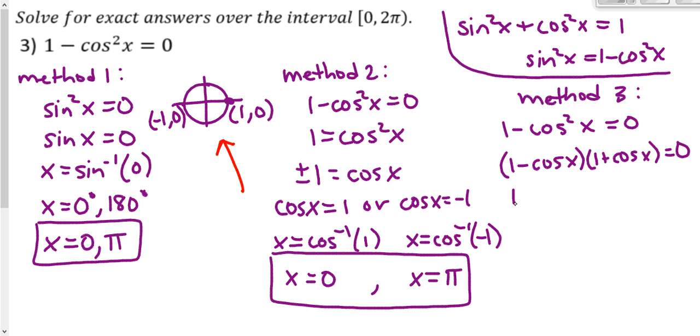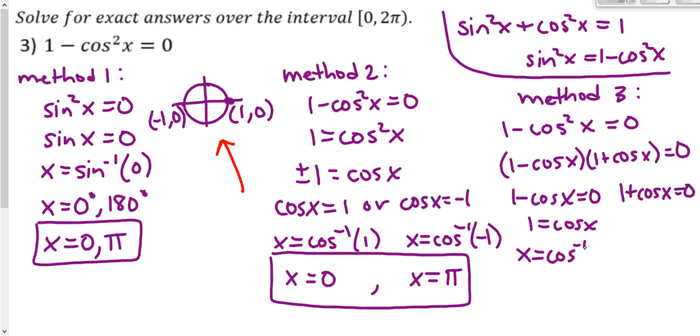Let's set each of these equal to 0. 1 minus cosine x equals 0, or 1 plus cosine x equals 0. And then we're going to add cosine x to both sides. 1 equals cosine x, and take the inverse cosine. So x equals inverse cosine of 1. And then on the other one, subtract 1 from both sides. Cosine x equals negative 1. Take the inverse cosine of negative 1. Notice these are the same two equations that we just had in the previous method. So we're going to get the same two answers, 0 and pi.